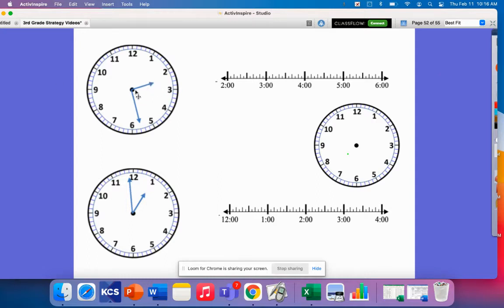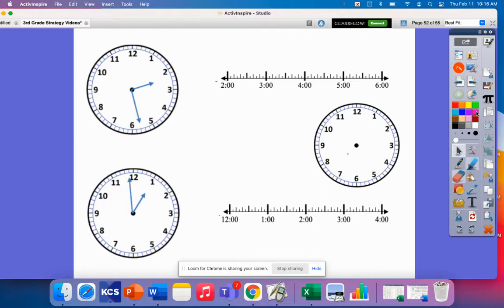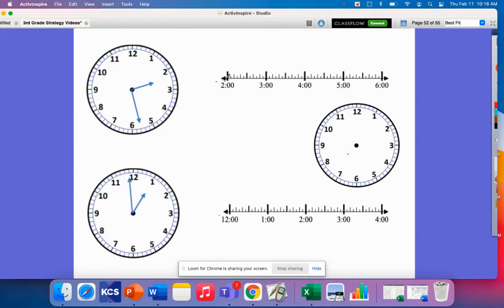We're going to look at this first one up here. I see that I have my hour hand and my minute hand. Remember that the hour hand is shorter and our minute hand is longer. My hour hand right here is pointing between 2 and 3. When I think about that on a number line, I have a number line starting at 2 and going on, so it's right in here. That tells me my hour must be 2 o'clock. It's got to be 2 something because it's in between 2 and 3.